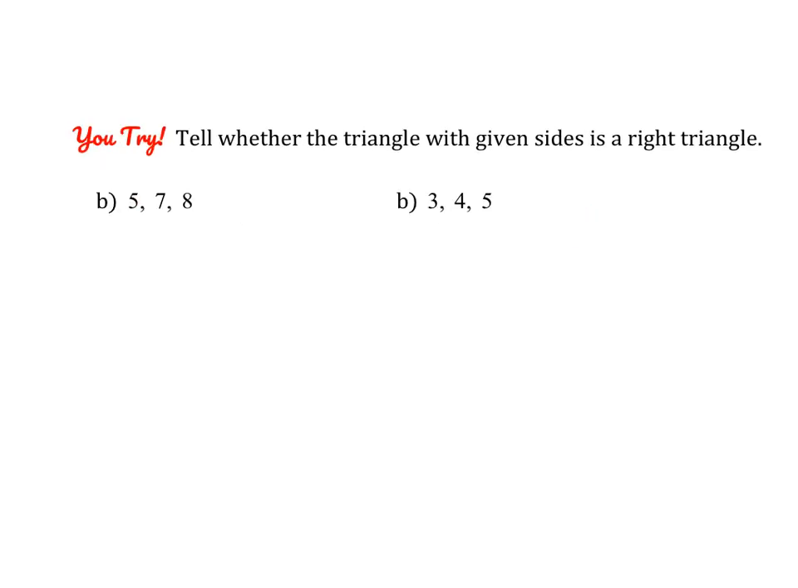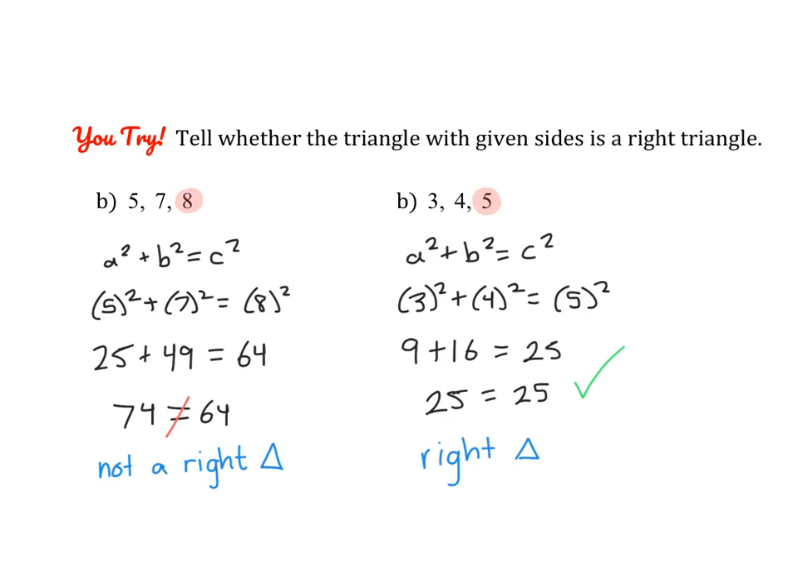Okay, go ahead and pause the video and see if you can determine whether these make a right triangle and whether these make a right triangle. Okay, go ahead and check your answers below. The important thing is that you used 8 as your c value in the first example and 5 as your c value. So in the first example, you get a statement that is not true, so it's not a right triangle. In the second one, you get a statement that is true, so it is a right triangle.